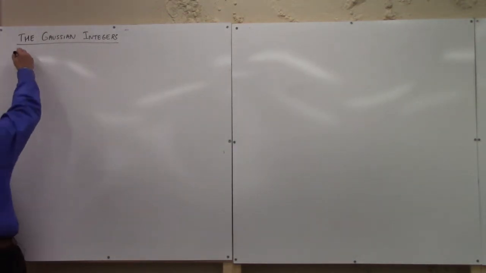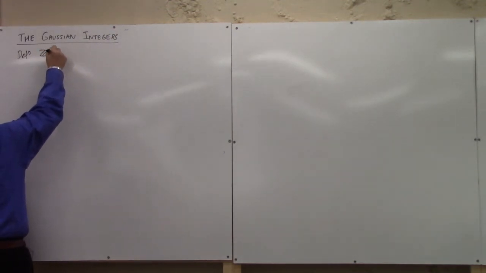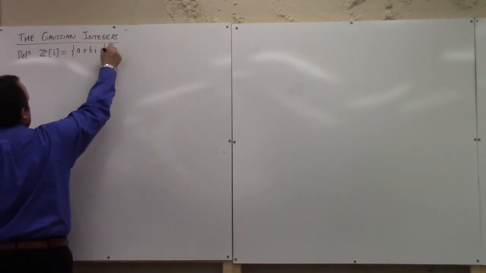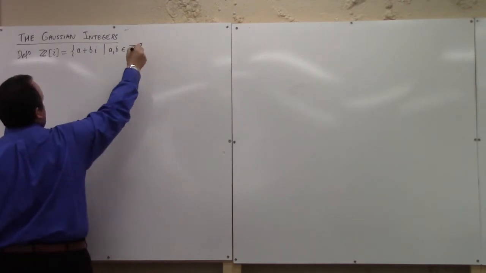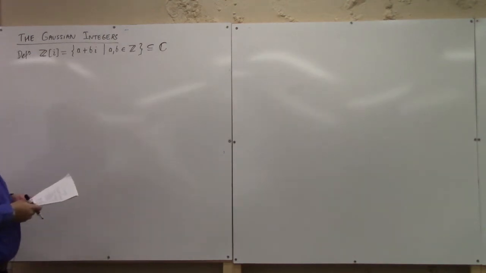Okay, so definition. Z adjoin i is the set a plus bi such that a and b are integers. So technically, this is a subset of the complex number system, right? So we can do complex arithmetic in here. Do you guys know complex arithmetic a little bit? Like complex number calculations? You've seen them before, right? Okay, good.